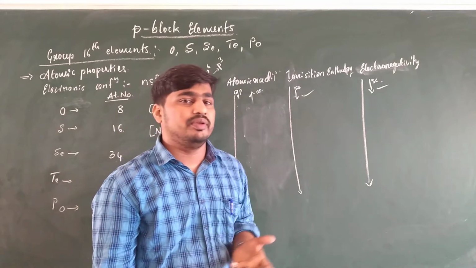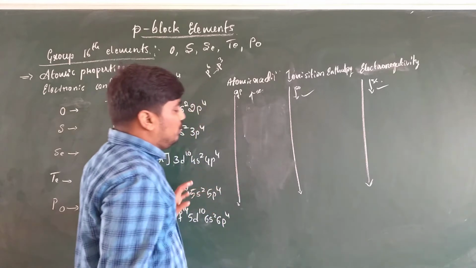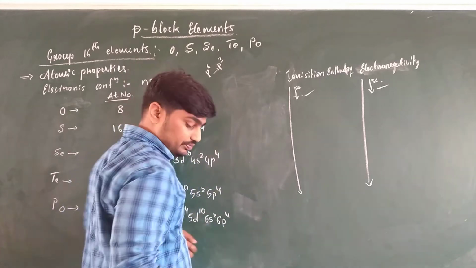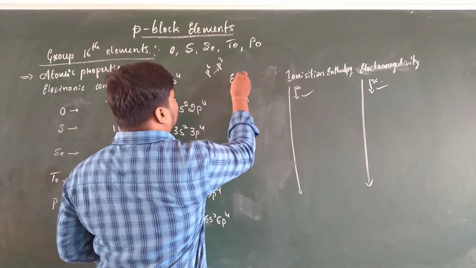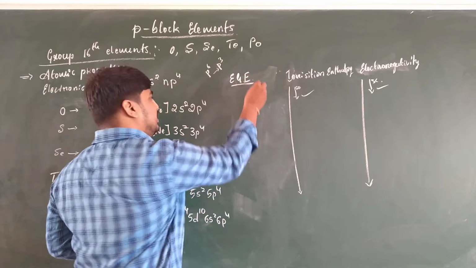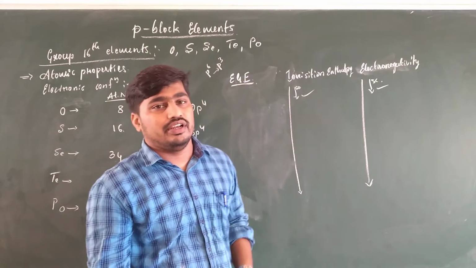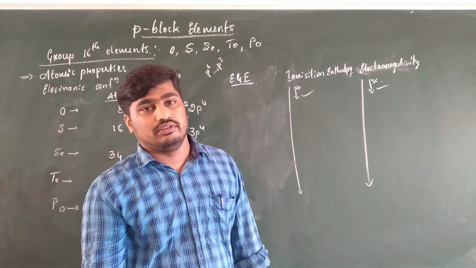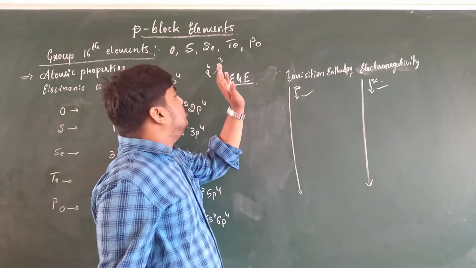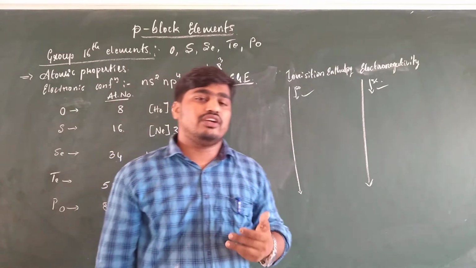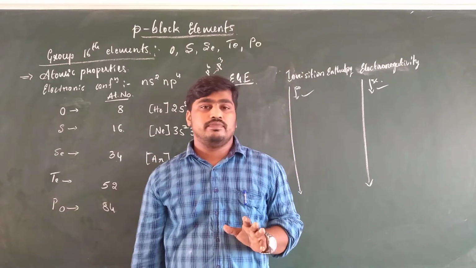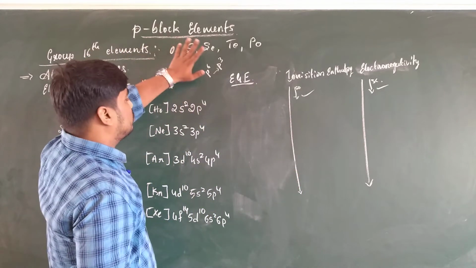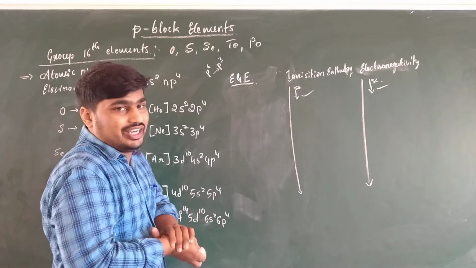Here there is another atomic property observed, that one is electron gain enthalpy, EGE, electron gain energy or electron gain enthalpy. What is the meaning of electron gain enthalpy? Energy released after addition of an electron from infinite space. So what about the electron gain enthalpy of the 16th group elements? When we add an electron to these elements, oxygen, sulfur, like that, how does the electron addition go?